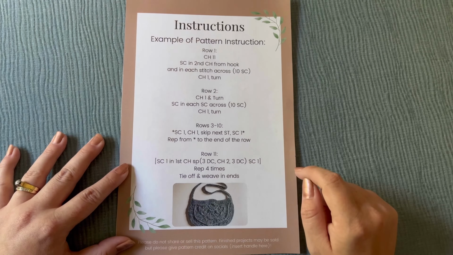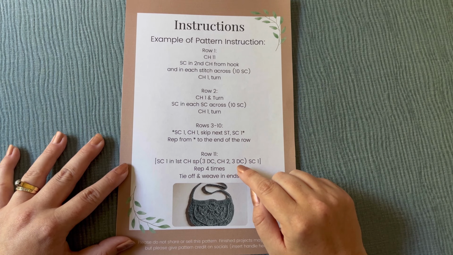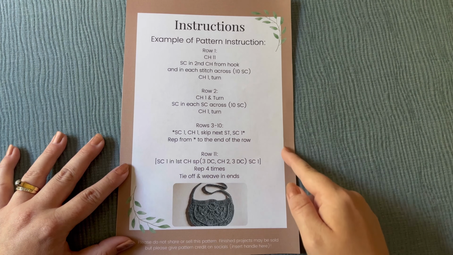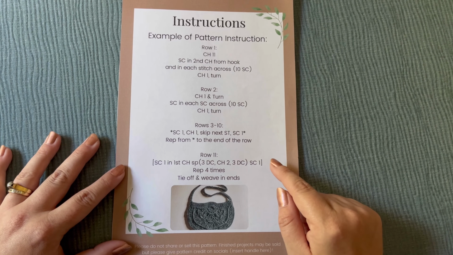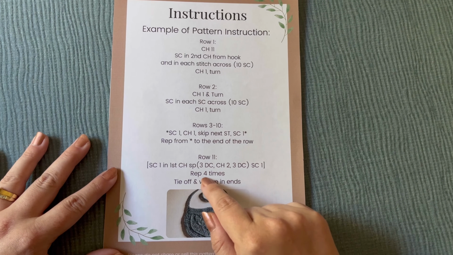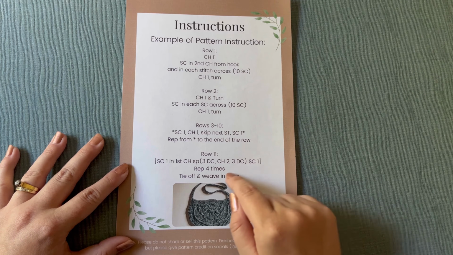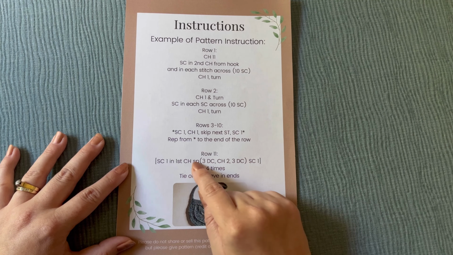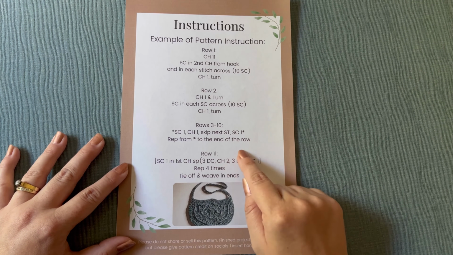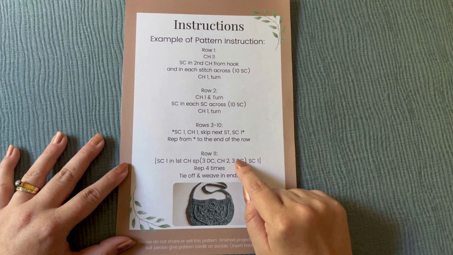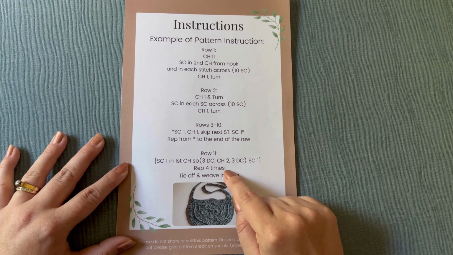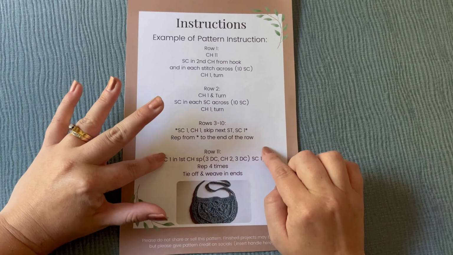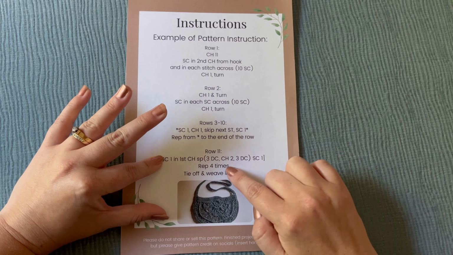You got this. Now the next thing we'll learn about pattern reading is how to read brackets. Brackets will protect something just like asterisks that need to be repeated more than once, and it will say the number of times to repeat directly after the bracket. So here we've got single crochet 1 in first chain space. I'll explain what chain spaces mean in just a moment. And then we've got something in parentheses here, which I'll explain parentheses next. In single crochet 1, repeat 4 times. So just like the asterisks, it's noting that you need to repeat this section, everything within the brackets, 4 times.